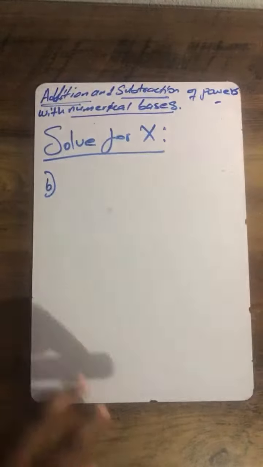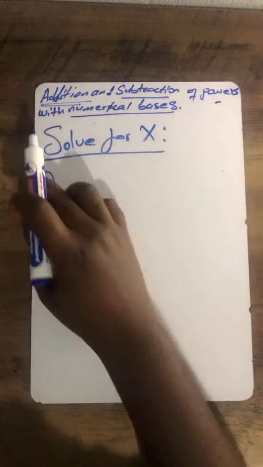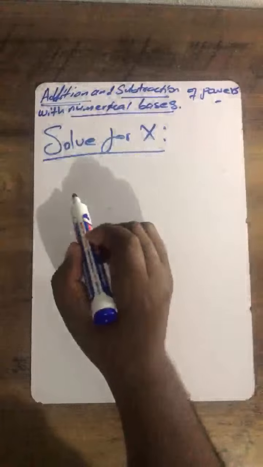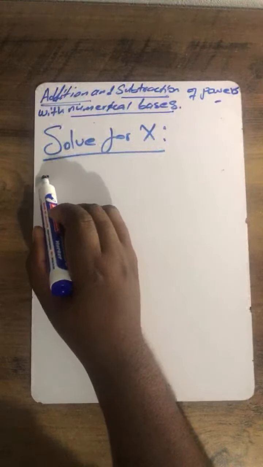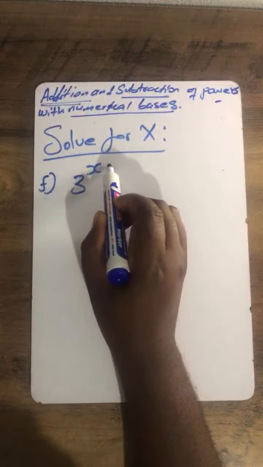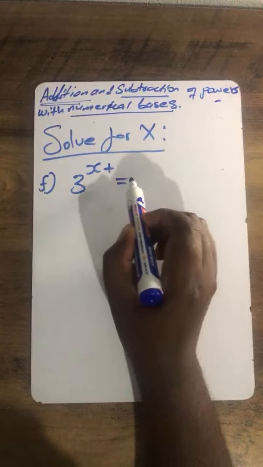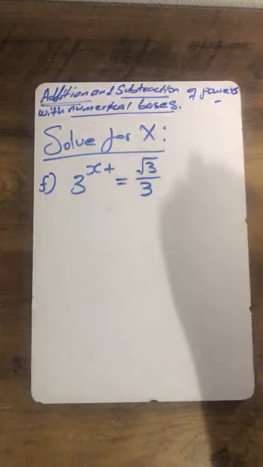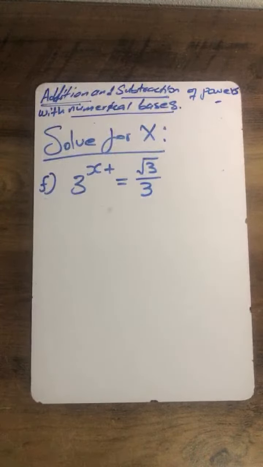Okay, let us now look at something different. Let me see if I can find something a bit more challenging. Maybe let's go for this one, being f. Let us say 3 to the exponent x plus 1 is equal to square root of 3 over 3. Let us solve for x and see what we are going to get as an x.